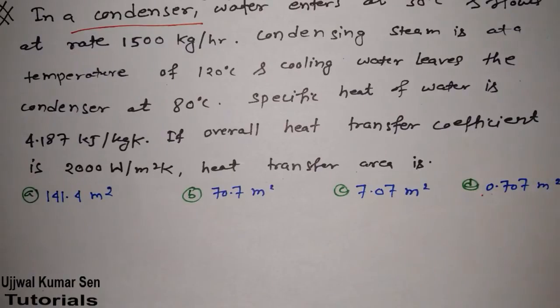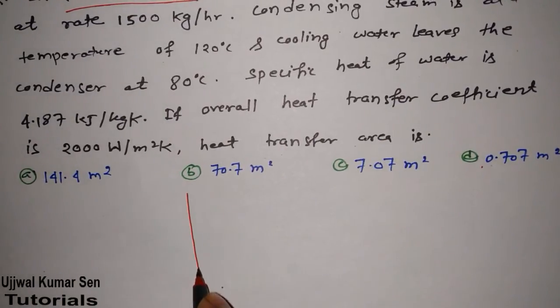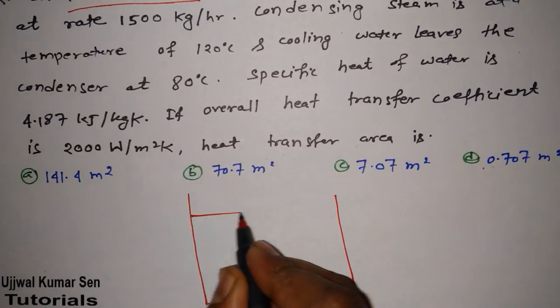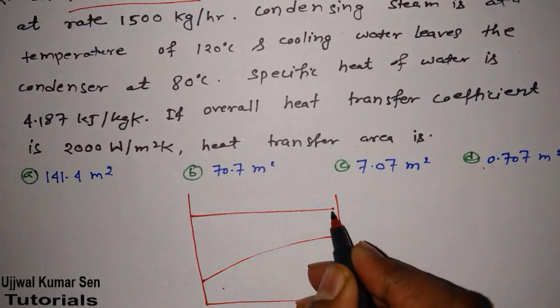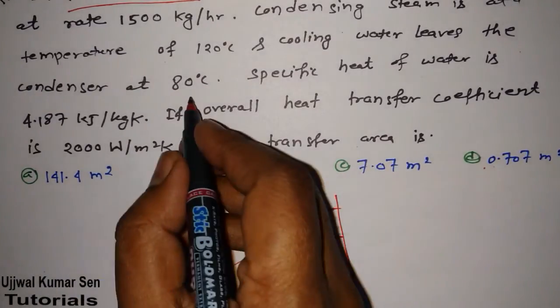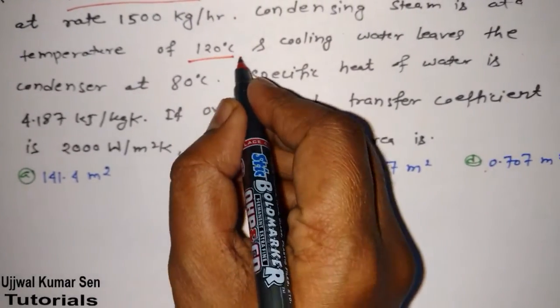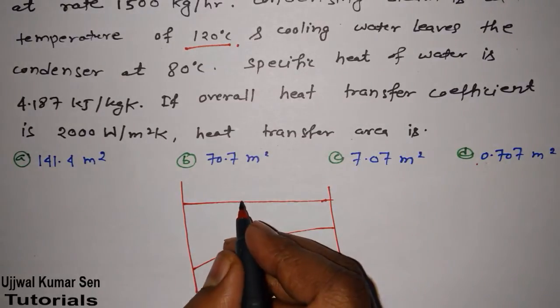So in case of condenser, what happened? That is important. Let me share with you. In case of condenser, we have the steam which is condensing, so that would be constant, that is, steam temperature would be 120 degree only.